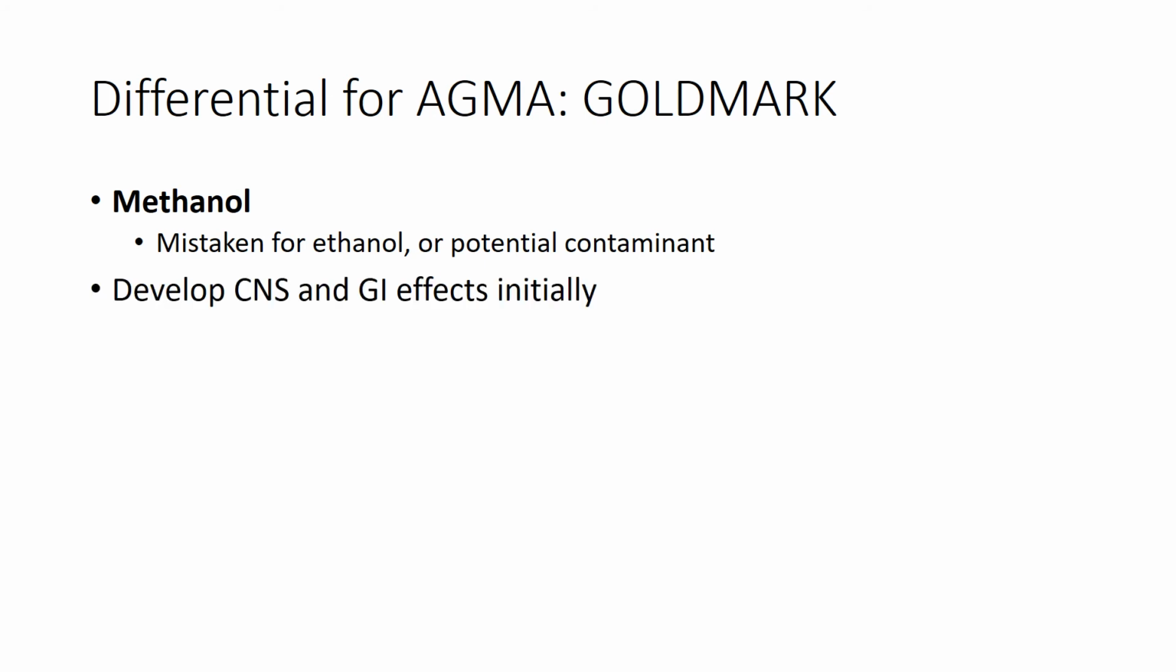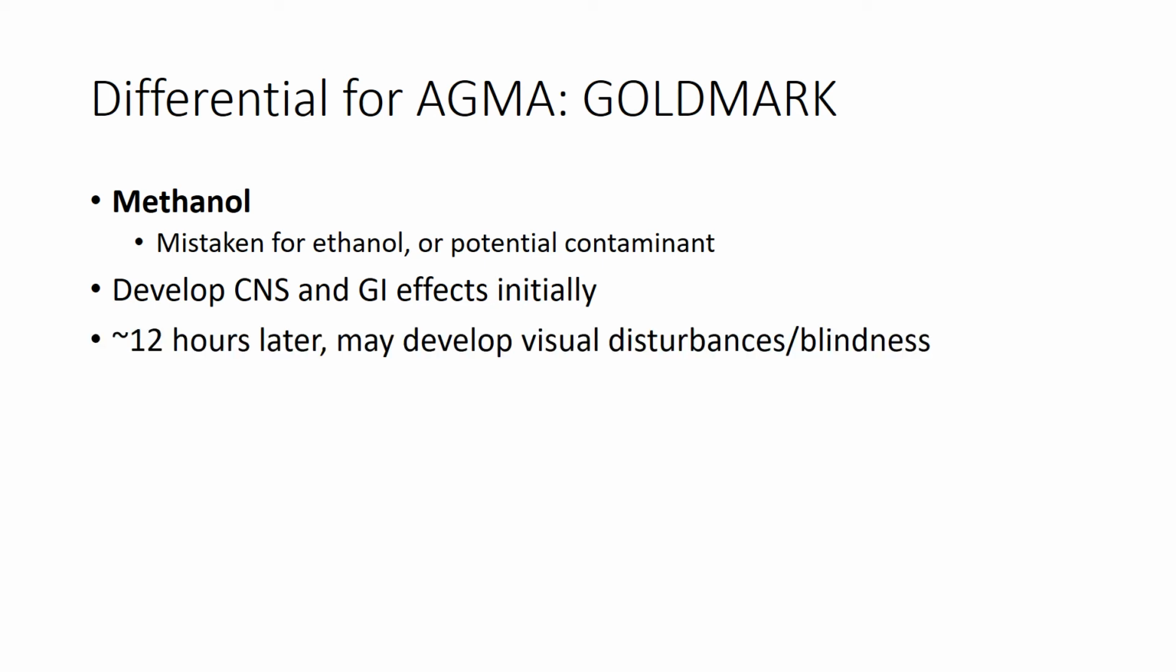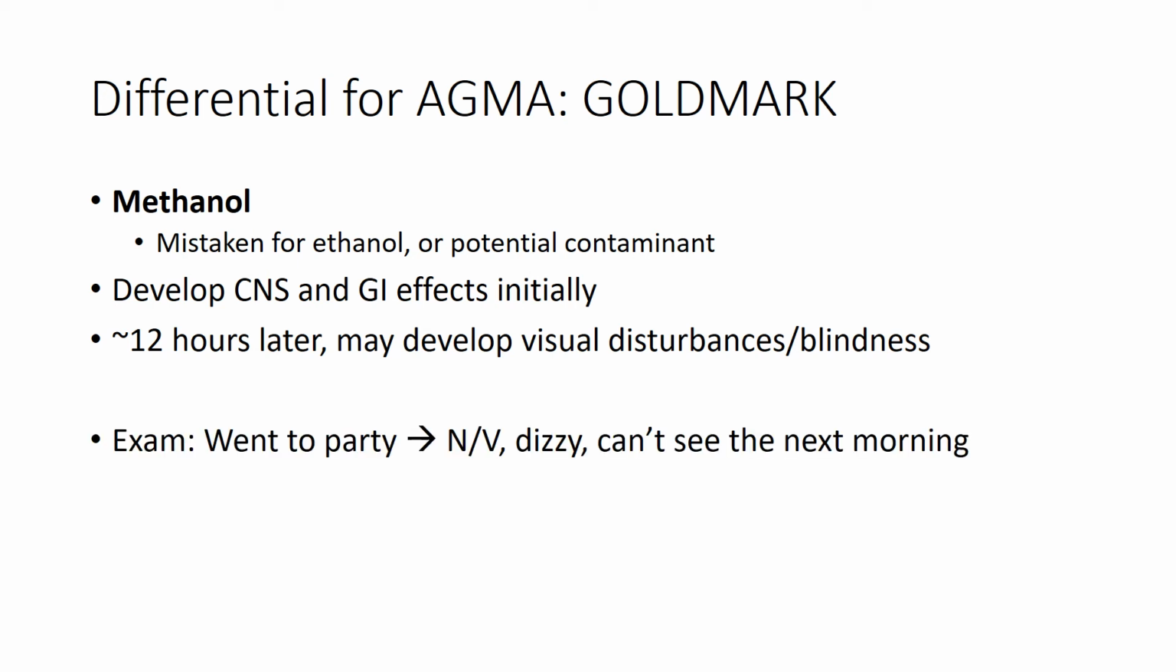Initially, patients develop CNS and GI effects, similar to that of ethylene glycol, and then later, 12 hours or so, often develop visual disturbances or blindness, and that's the clue on an exam that keys you into that this is likely methanol toxicity. So someone went to a party, they develop nausea, vomiting, they're dizzy, and then the next morning they can't see, and this is classic for methanol toxicity. Significant labs include elevated anion gap, so an anion gap metabolic acidosis, and an elevated osmolar gap.